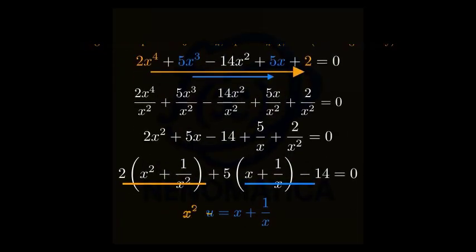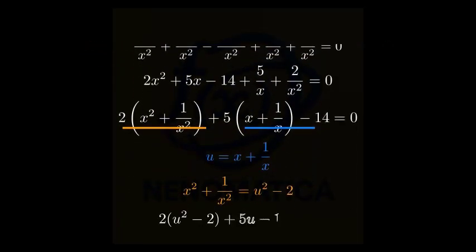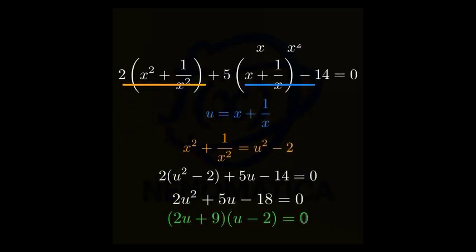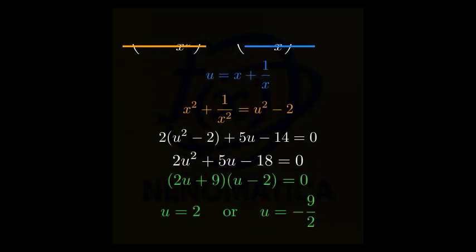Step 3. Make the substitution. For positive reciprocal equations, let u equal x plus 1 over x. Then x squared plus 1 over x squared becomes u squared minus 2. Substitute both into the grouped equation. Step 4. Solve the quadratic in u. 2u squared plus 5u minus 18 equals 0 factors as 2u plus 9 times u minus 2 equals 0. Therefore, u equals 2, or u equals negative 9 over 2.